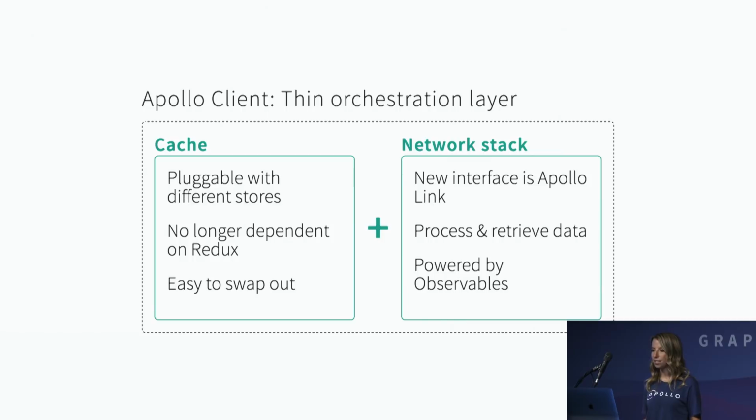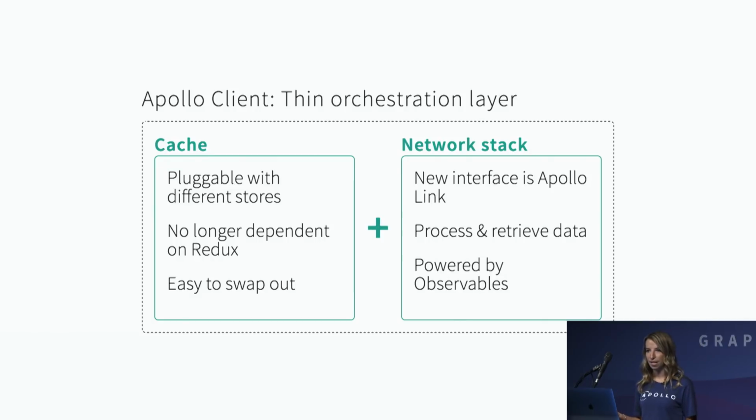So let's dive into the internals of the client even further. First, we have our cache. In 2.0, you can actually swap out the default in-memory cache with a custom one if you want. The new in-memory cache, which is our default, is also not dependent on Redux anymore. So this will allow you to plug in a cache with a different state management library, for example MobX, if you really want to. And we also have our new network stack.